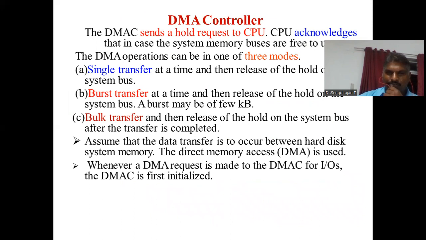One is single transfer at a time. At a time, it will transfer the data as well as release the hold on the system bus. The second mode is bus transfer. It will also transfer the data at a time and release the hold on the system bus. The transfer will be in terms of kilobytes, whereas in bulk transfer, it will transfer the data and release the system bus once the transfer is completed.